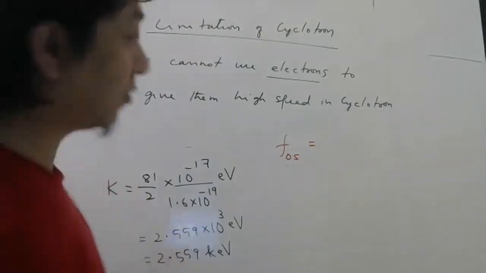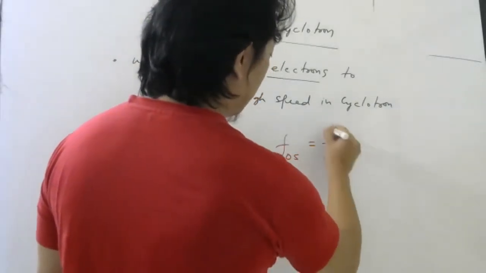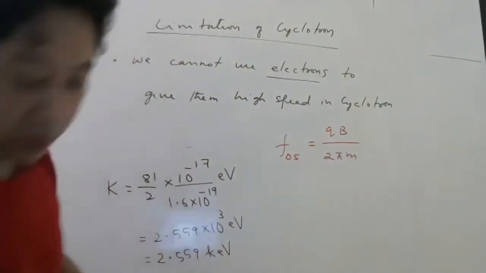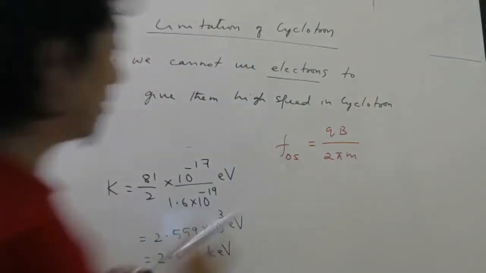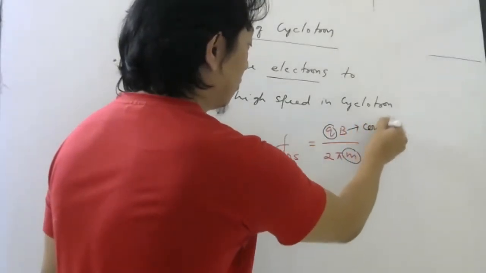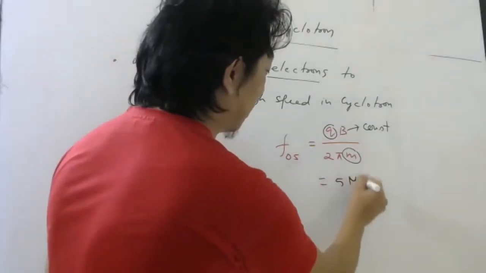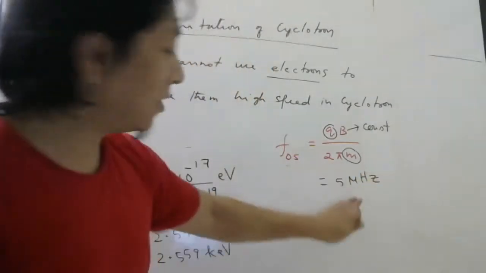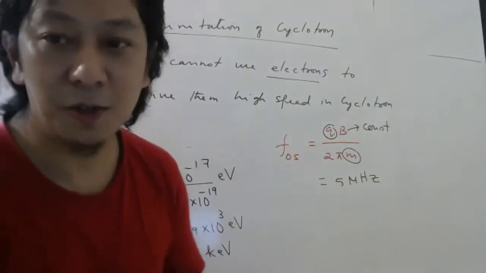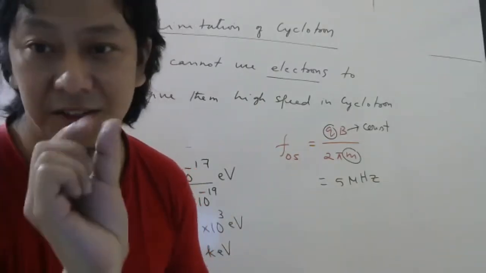What is the formula for frequency of revolution? Here 2 pi m, here qB. So usually this is constant, this also is some constant which you know. Therefore, this will be some number, maybe 5 megahertz. So if this is equal to 5 megahertz, you will adjust the frequency of the oscillator to 5 megahertz.